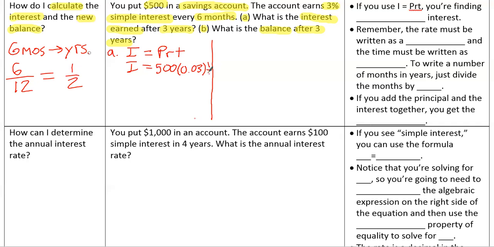So I'm gonna multiply that by 1/2. Technically, I should have parentheses here, but I think you can handle if I don't. Okay, if I multiply that out, I get out my trusty calculator on my phone. 500 times 0.03 times 0.5, I get $7.50. But that's interest that's earned after how long? That's the amount of interest that's earned after 6 months.